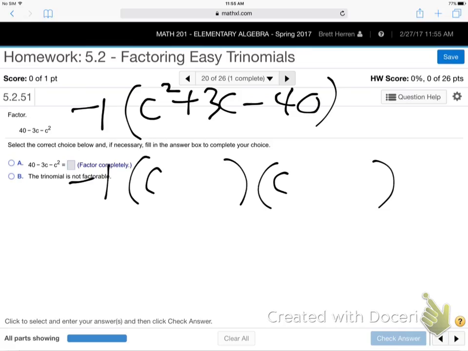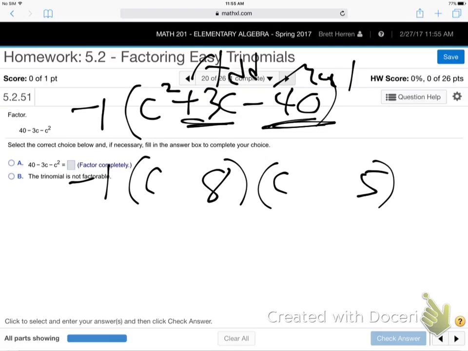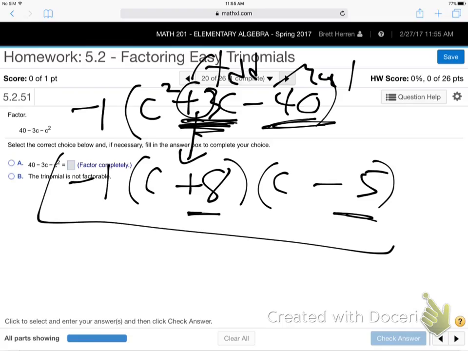C's in the front. What multiplies to be 40? What times what is 40? It's going to be 8 and 5 instead of 4 and 10, huh? Because you got to make the middle. You got to add to be plus 3. Sign in the middle goes on the bigger. Plus 8 minus 5. If you gain $8 and lose 5, you gain $3. There we go. Is that good? And the minus 1 in the front is part of the final answer. Questions on that one?